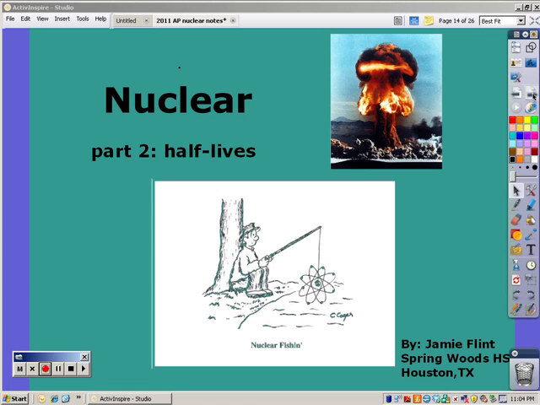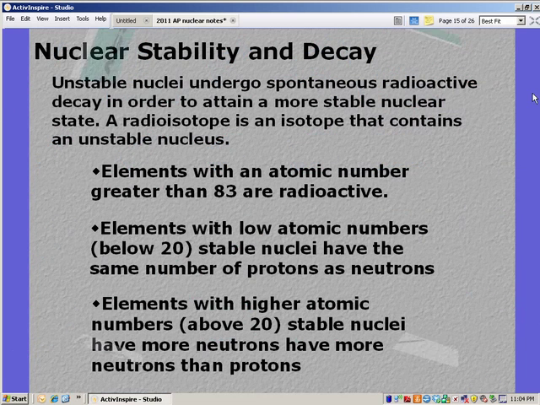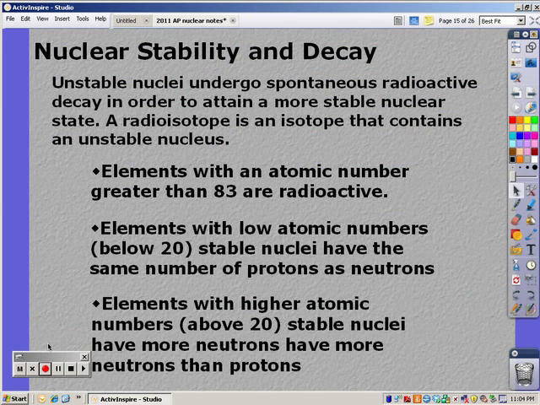Half-lives. Nuclear stability and decay. The whole reason atoms decay is because they're unstable. So they're going to keep decaying until they finally hit a stable nuclear state.